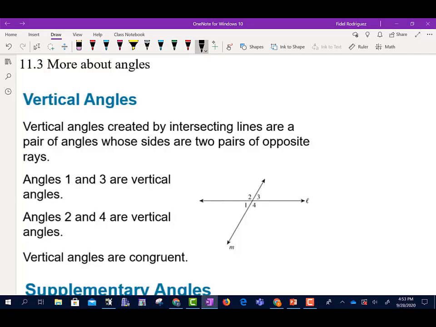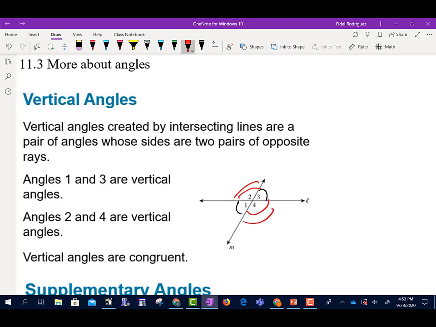All right, section 11.3 talks about more about angles. So we have something called vertical angles. It says vertical angles are created by intersecting lines on a pair of angles whose sides are two pairs of opposite rays. So it says angle 1 and 3 are vertical angles. Okay, so 1 and 3 and angles 2 and 4.